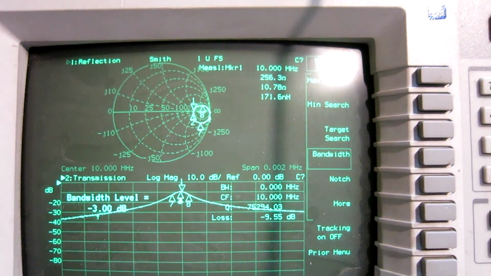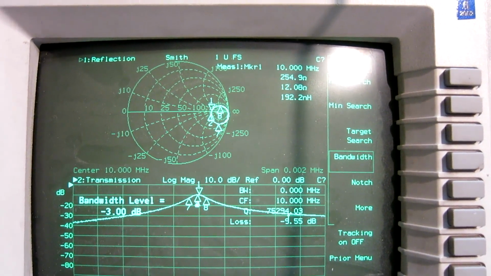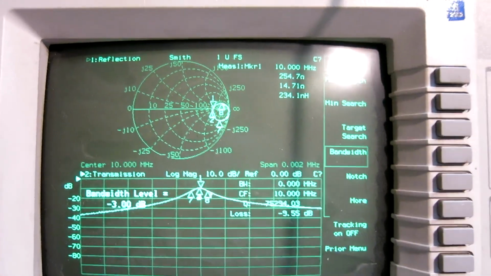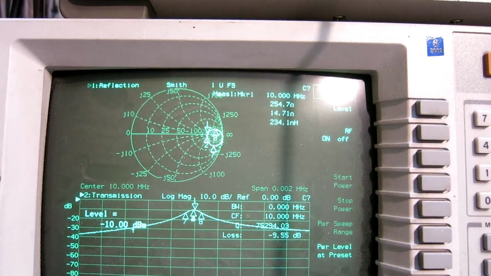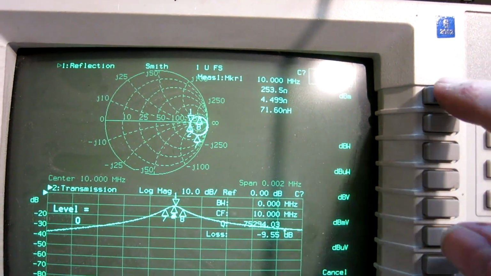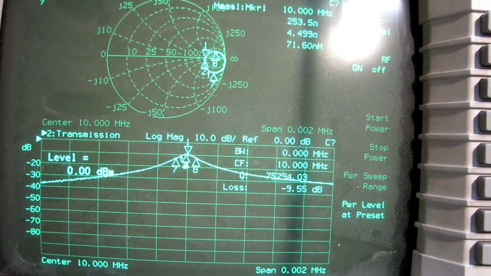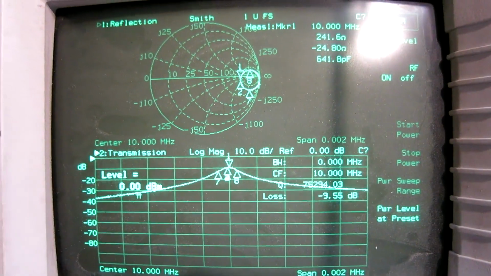Maybe, well, I don't know the reason why the loss is higher. I think it shouldn't be. Anyway, I can now increase power. This is at a power level of minus 10 and I go up to 0. And now 0 dBm is perfectly okay.